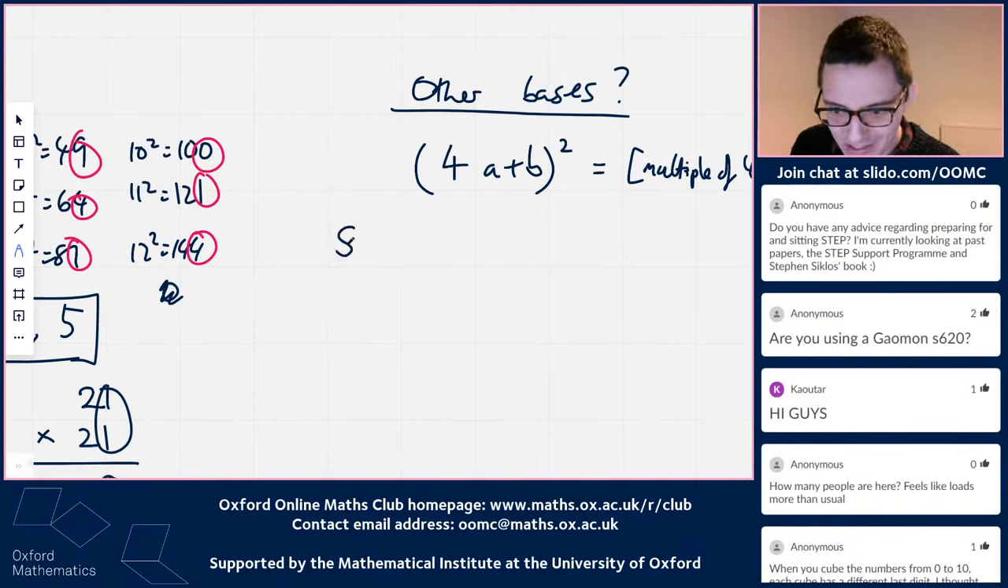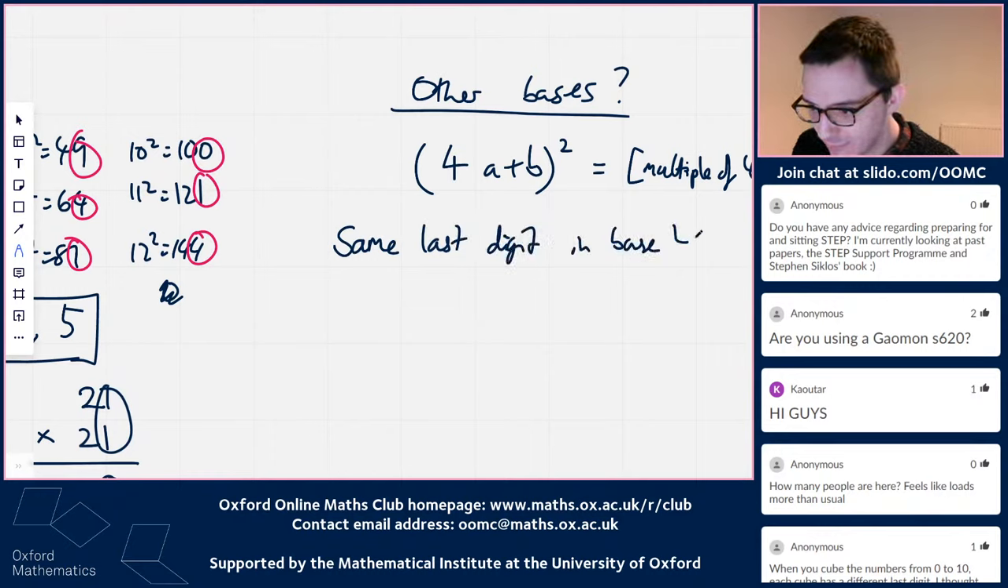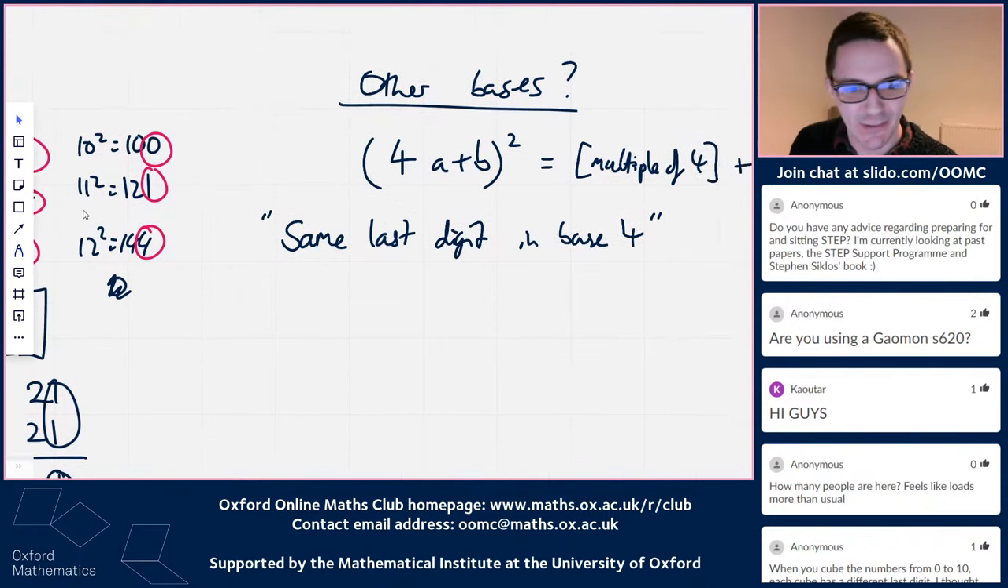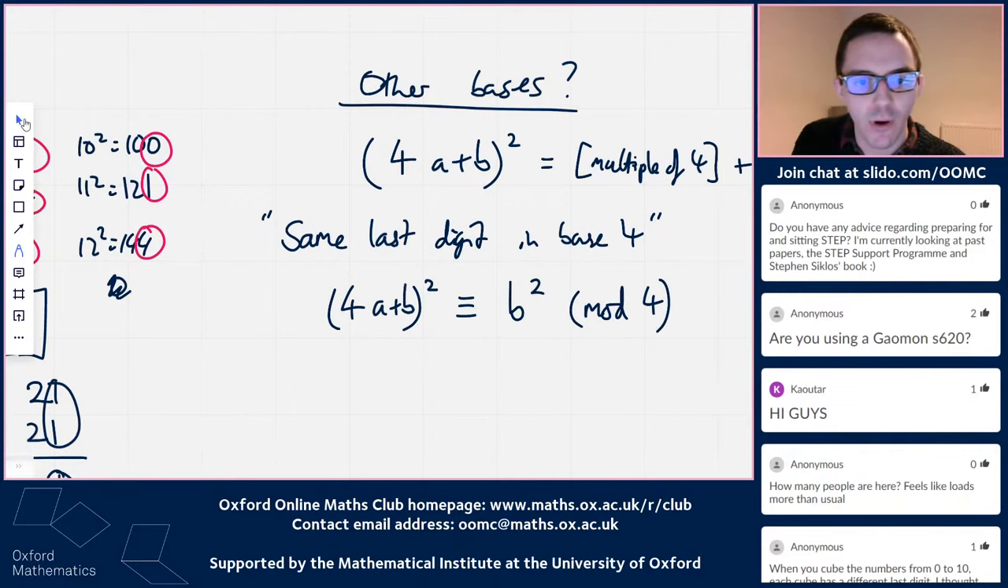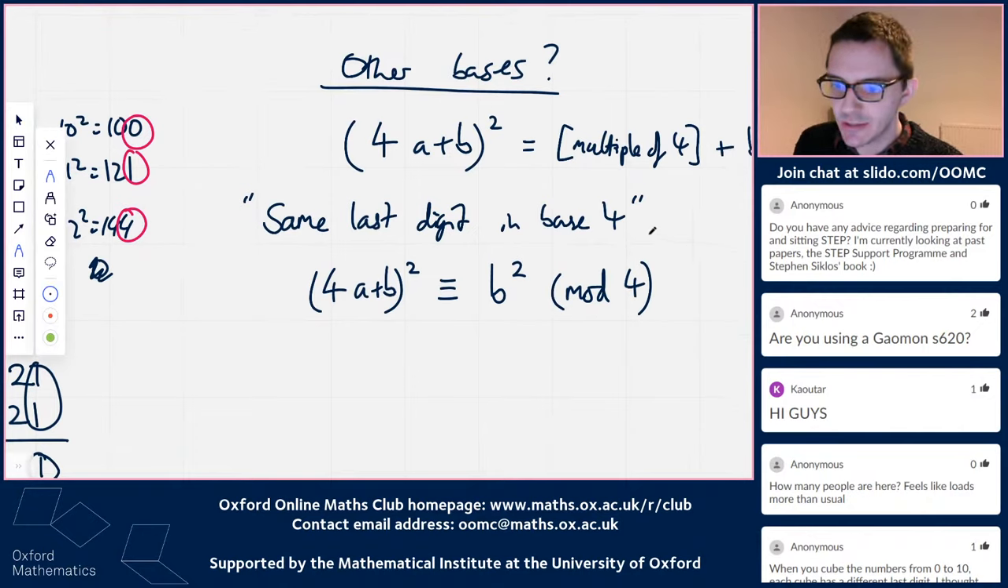So we've got a choice here. We can write same last digit in base 4. But people don't really know much about base 4. Some people don't like using words like base 4. So rather than saying same last digit in base 4, we could bring in this new notation that somebody used earlier in chat, which is to say that (4a plus b) squared is equivalent to b squared mod 4, modulo 4. So what does this mean?